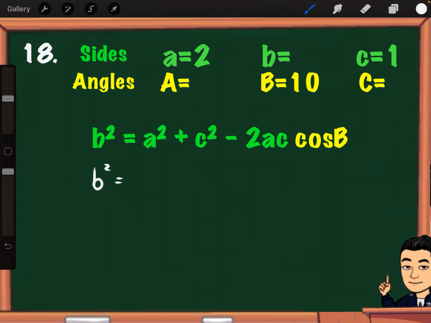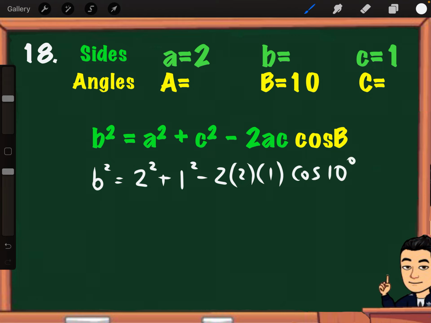Okay, so B squared is equal to, now we know the side A is 2, so 2 squared plus side C is 1 squared minus 2AC. So you're going to insert the side A and side C in there, so it's 2 and 1. You're going to multiply by the cosine angle B, which is 10 degrees. After you do that, you're going to find out that B is equal to 1.03. So 1.03 is what I'm going to insert.